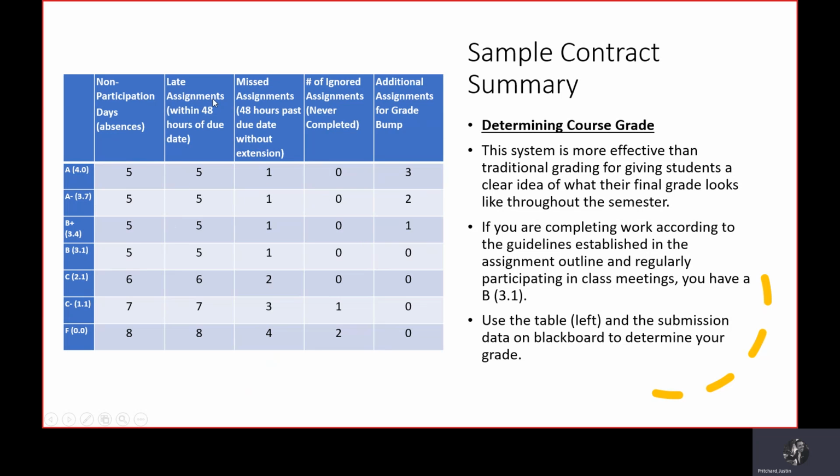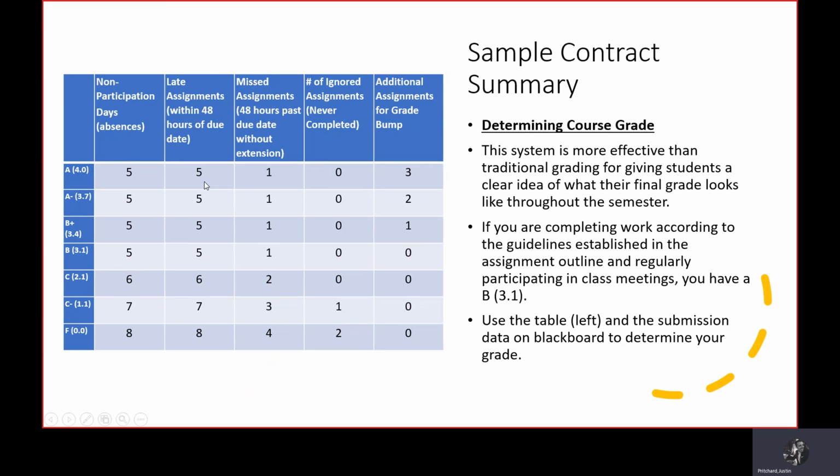So late assignments, I give them within 48 hours of the due date for late assignments. And they can have up to 5 late assignments. So they have a window of five different assignments that they can turn in within 48 hours of the due date. I've actually changed this in the missed assignments. I've changed in the most recent iteration of this contract to be 1 week past the due date without an extension. And that's really helped me.